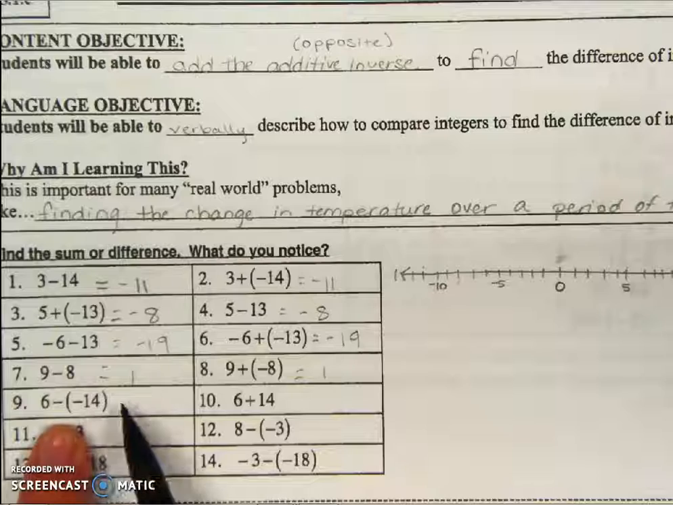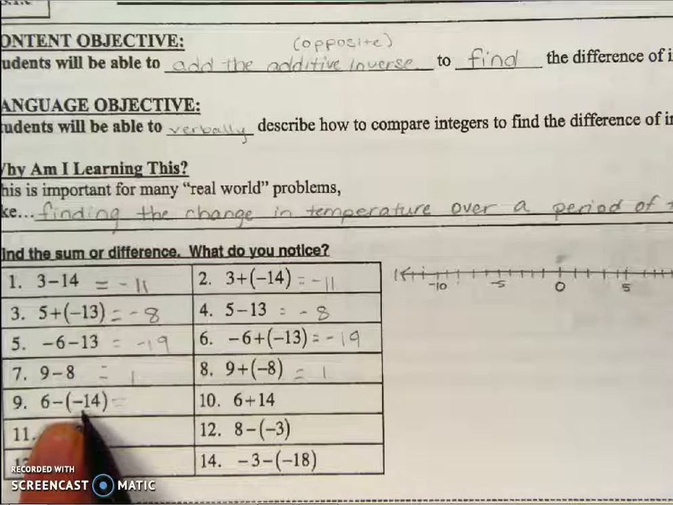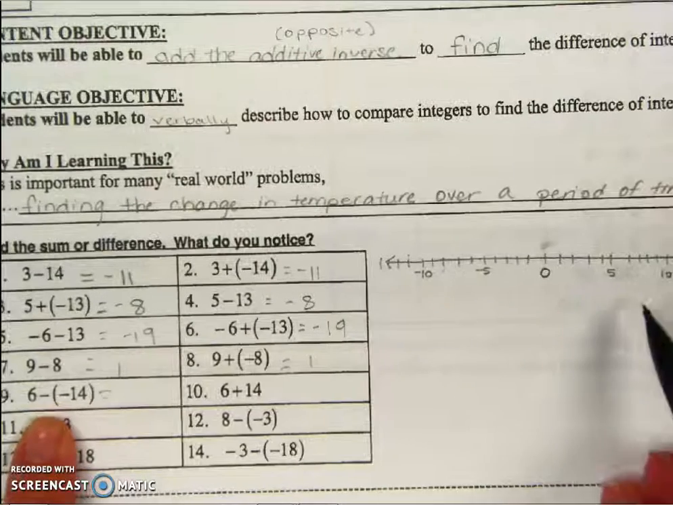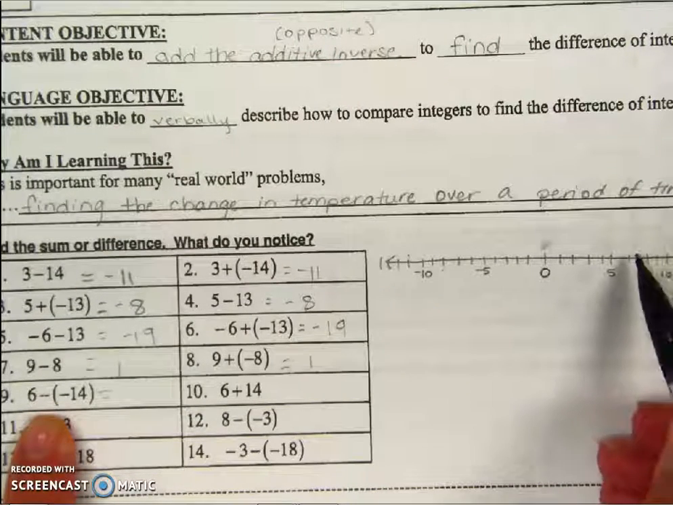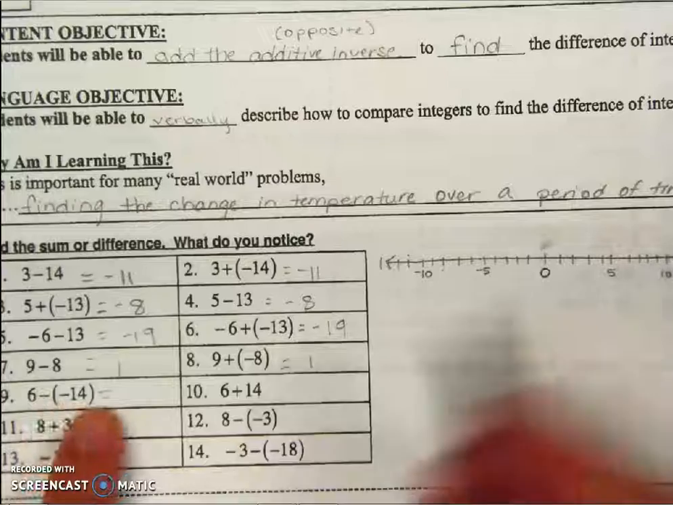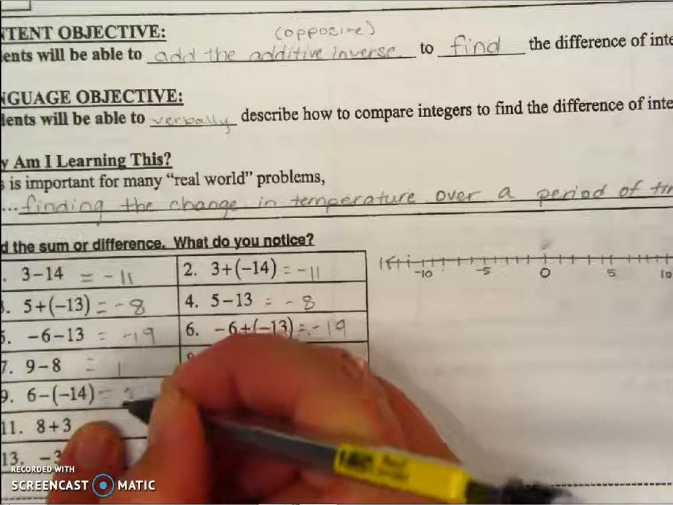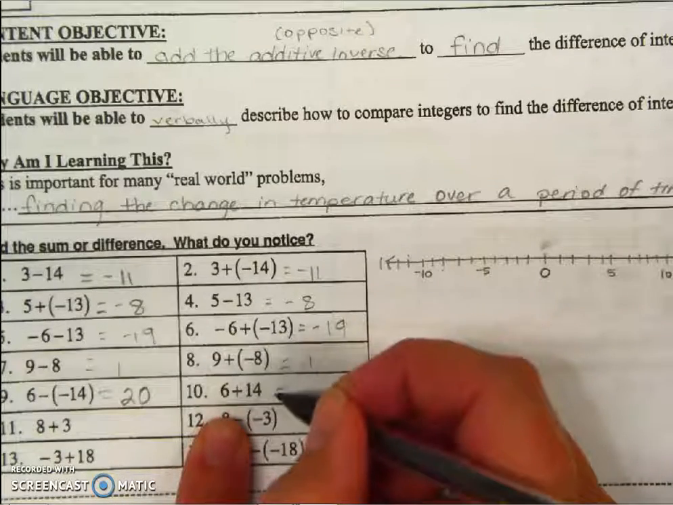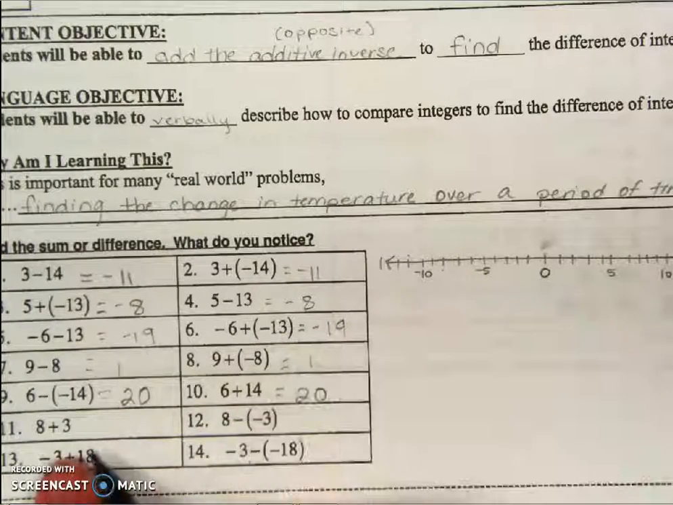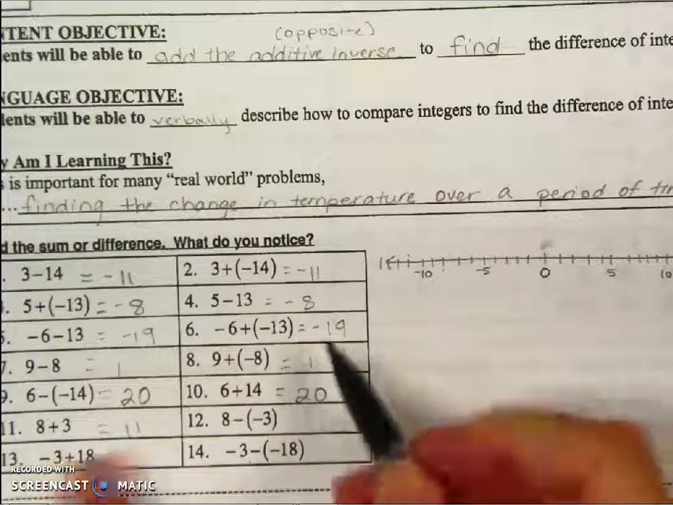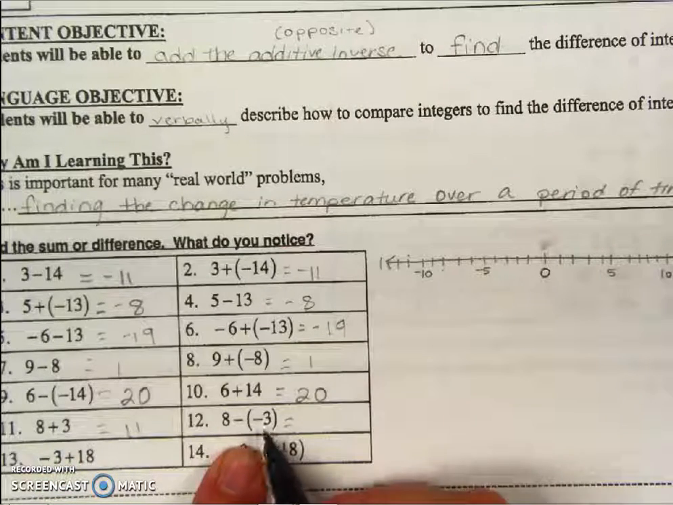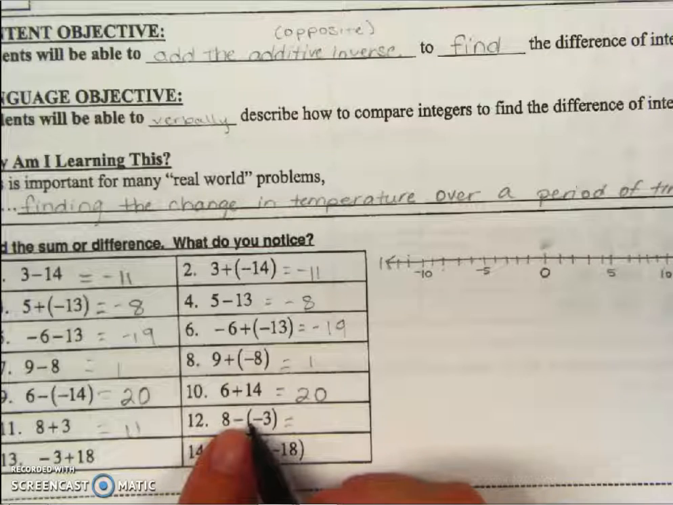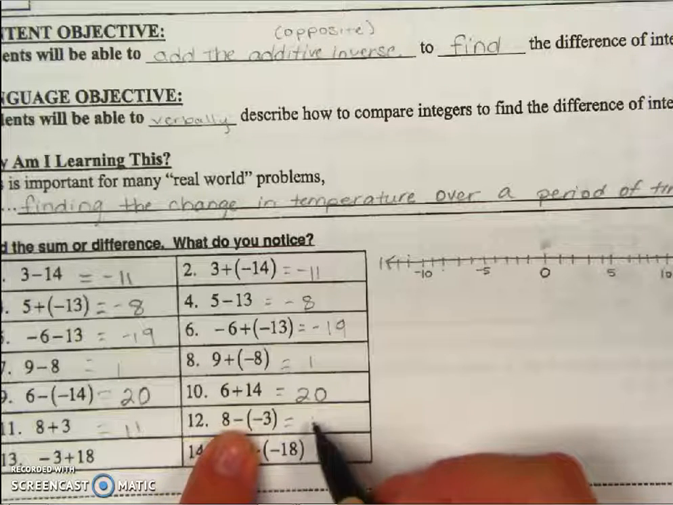6 minus negative 14, that's that weird one. Remember yesterday, left but then turn around, so you're actually going to the right. If I go right 6 and then left but turn around, I'm going to go right 14 more. So I've only ever gone to the right. I end up at positive 20. 6 plus 14, again, positive 20. 8 plus 3, positive 11. 8 minus negative 3 means go right 8, then left but turn around, so go right 3 from there.